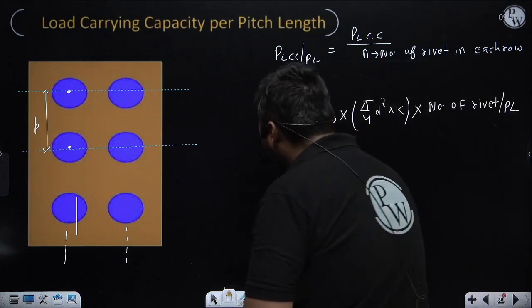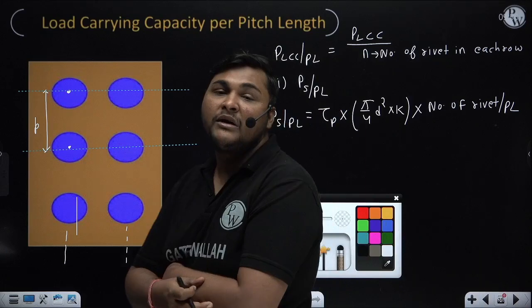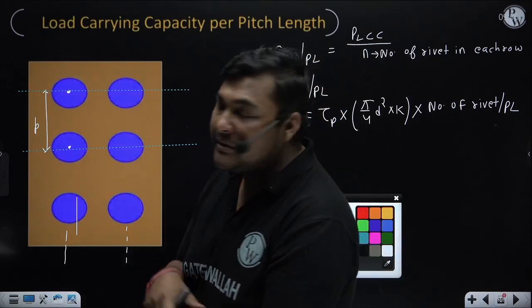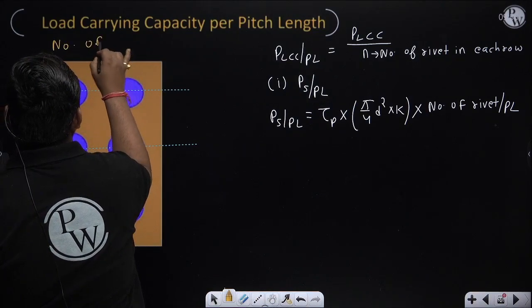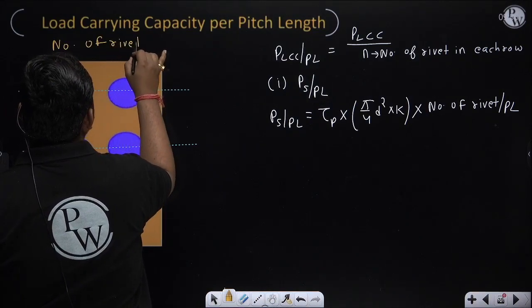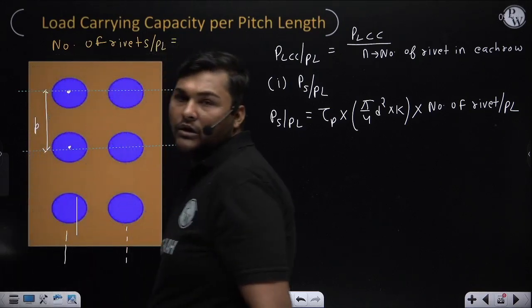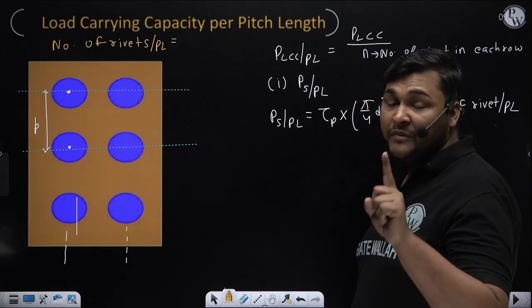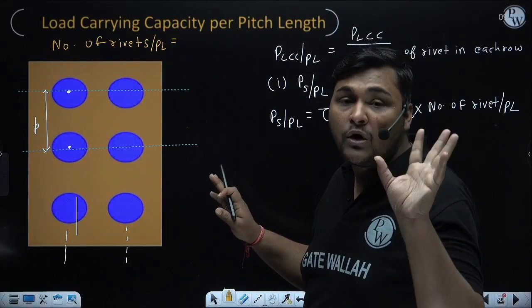Whenever we calculate load carrying capacity per pitch length, one important term comes in: the number of rivets per pitch length. How to calculate it? It is very easy. Again, I am saying only focus on one plate. If it is a lap joint, no problem. If it is a butt joint, focus on one plate.